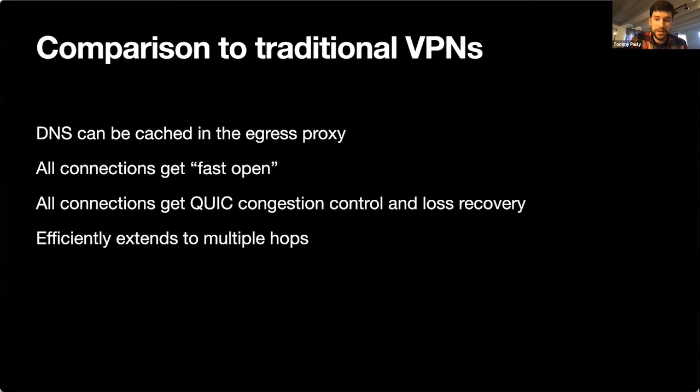And if you compare MASQUE proxies to a traditional VPN, like an IPsec VPN, again, the MASQUE proxies really shine. Because you're doing this application level proxying or transport level proxying, you can reduce the DNS overhead. You can cache that at the proxy server. You can do TCP, essentially fast open all the time, like I mentioned before. Everything's running with QUIC congestion control and loss recovery, which you don't normally have with an IP level VPN. And QUIC can efficiently extend to support multiple hops, which is a lot better for privacy.